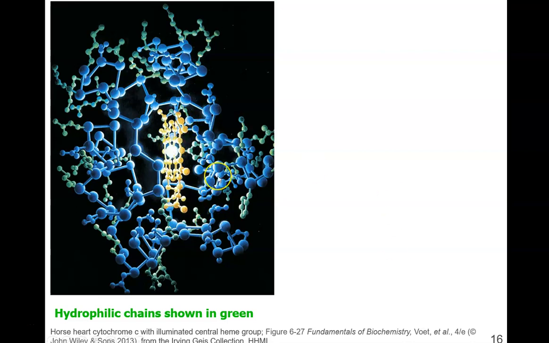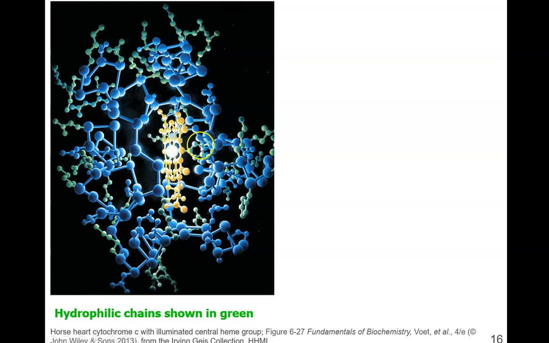This is horse heart cytochrome C. It has a prosthetic group that has an iron right here shown kind of as a sun, and this is an organic group right here. So the iron plus this porphyrin ring is called heme, and the polypeptide backbone is shown in blue, and the amino acid side chains that are hydrophilic and form favorable interactions with water are shown in green. And you notice that they are largely on the outside. Occasionally we'll have some exceptions. For example, you can see that's a histidine right there that forms an important interaction with the heme.